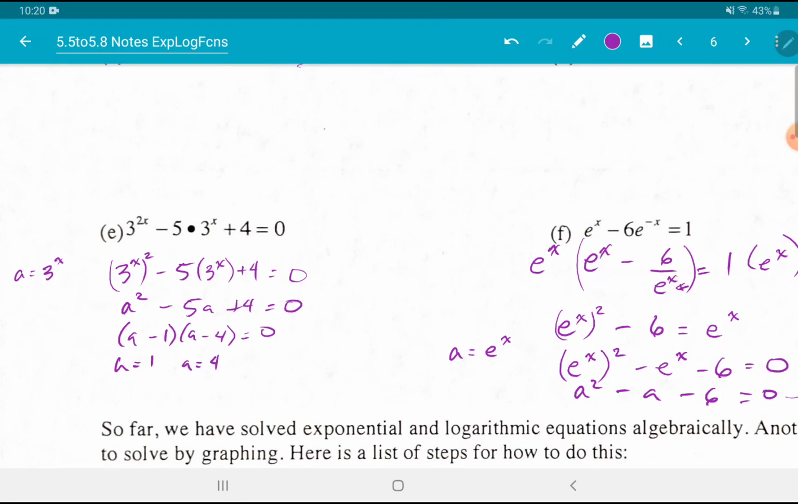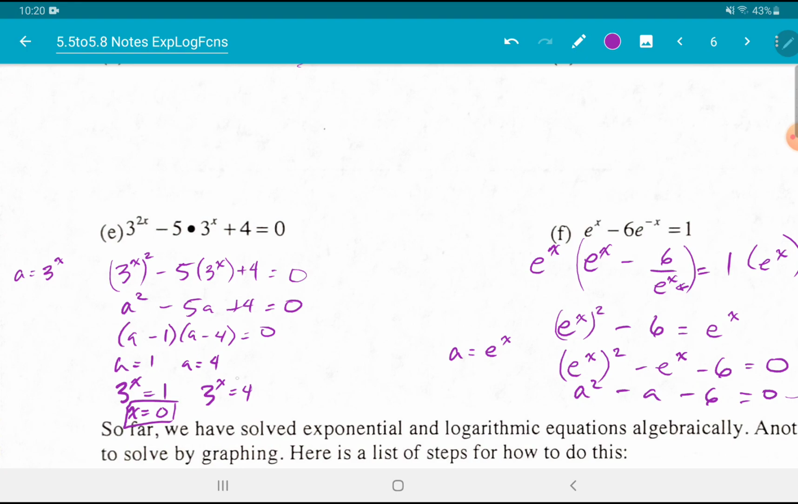Don't forget, you're not solving for a, you're really solving for x. So 3 to the x equals 1 and 3 to the x equals 4. When does an exponent ever equal 1? Oh, when it's a degree of 0, or when it's an exponent of 0. Anything to the 0 power, right? All right, 3 to the x equals 4, that's a little bit trickier.